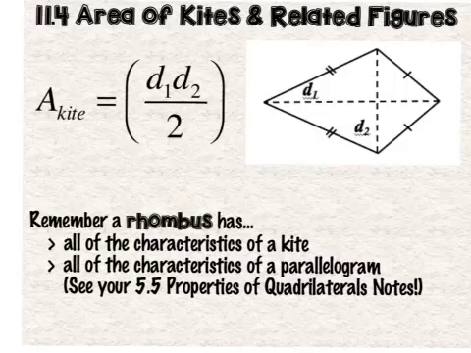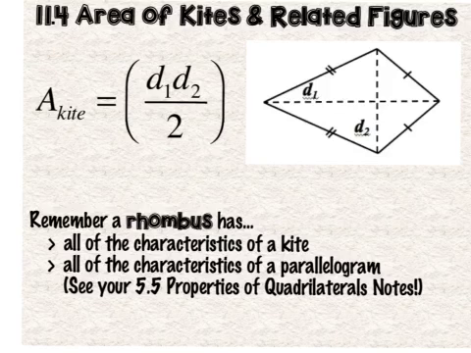So far, we've looked at finding the areas of triangles, parallelograms, and trapezoids. And today we're going to move forward and take a closer look at kites and figures that share properties with kites. So your new formula for the area of a kite is diagonal 1 times diagonal 2 divided by 2.